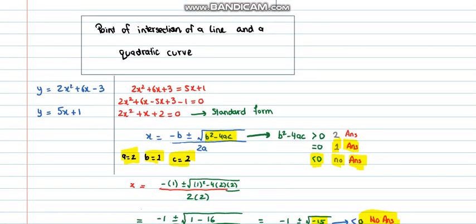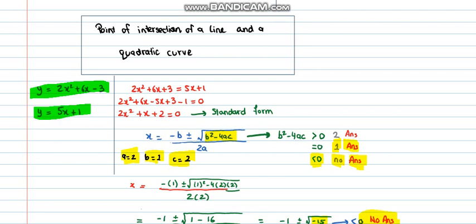Our next topic is point of intersection of a line and a quadratic curve. Whenever there is a quadratic curve and a line, always perform the substitution method to find the point of intersection. So over here y is equal to 2x square minus 6x minus 3 and y is equal to 5x plus 1. Just equate them and you will get a quadratic form, which is the standard form of a quadratic equation. Just solve this using the quadratic formula.